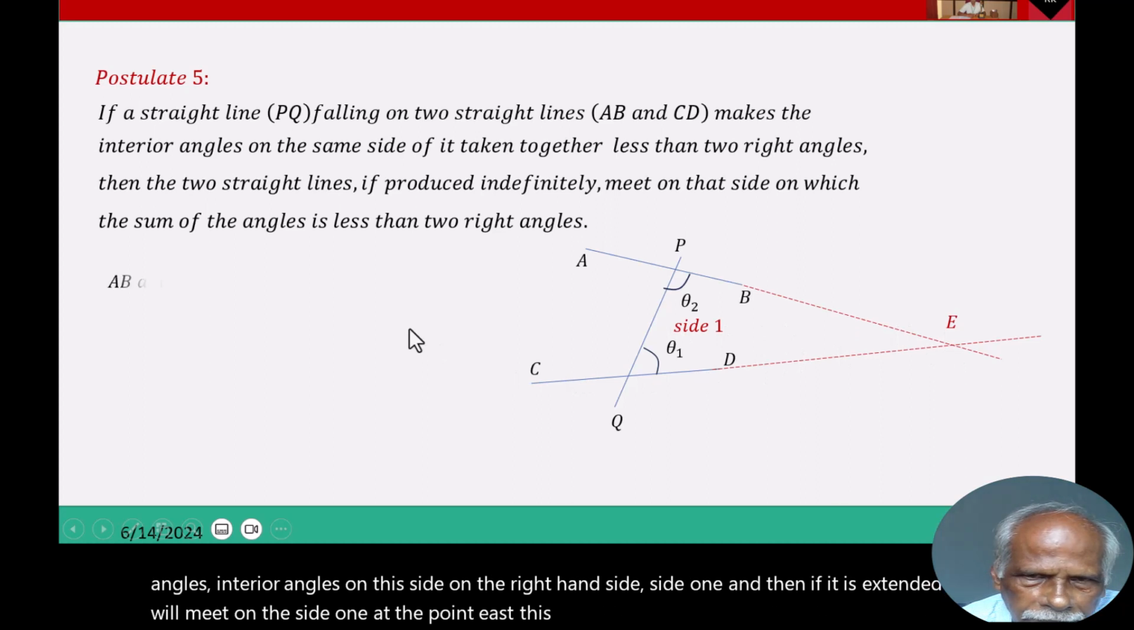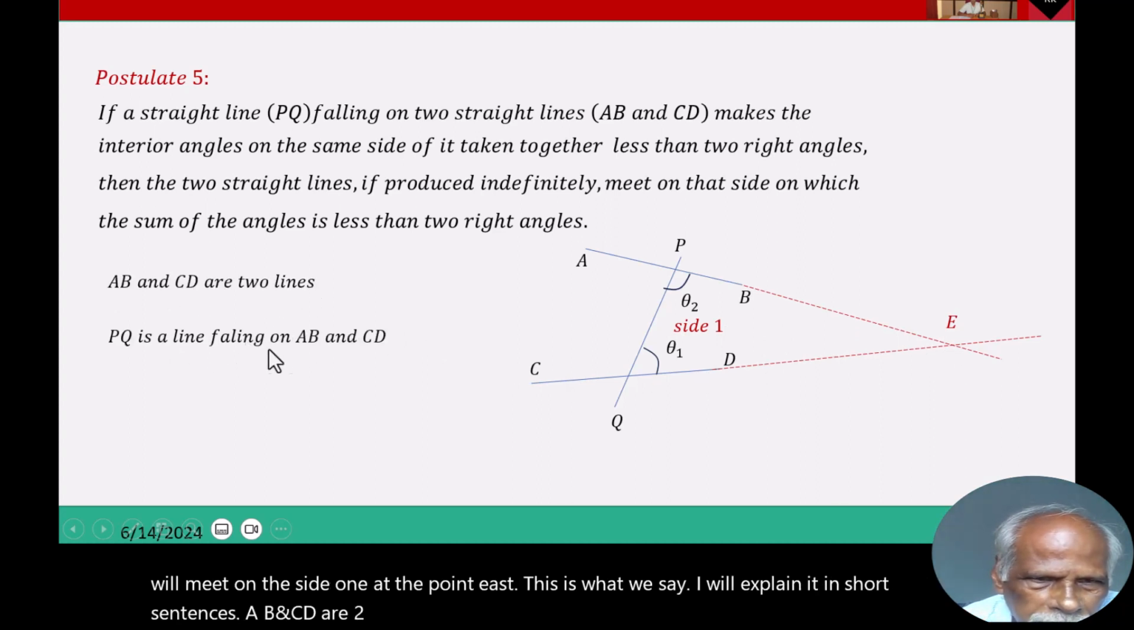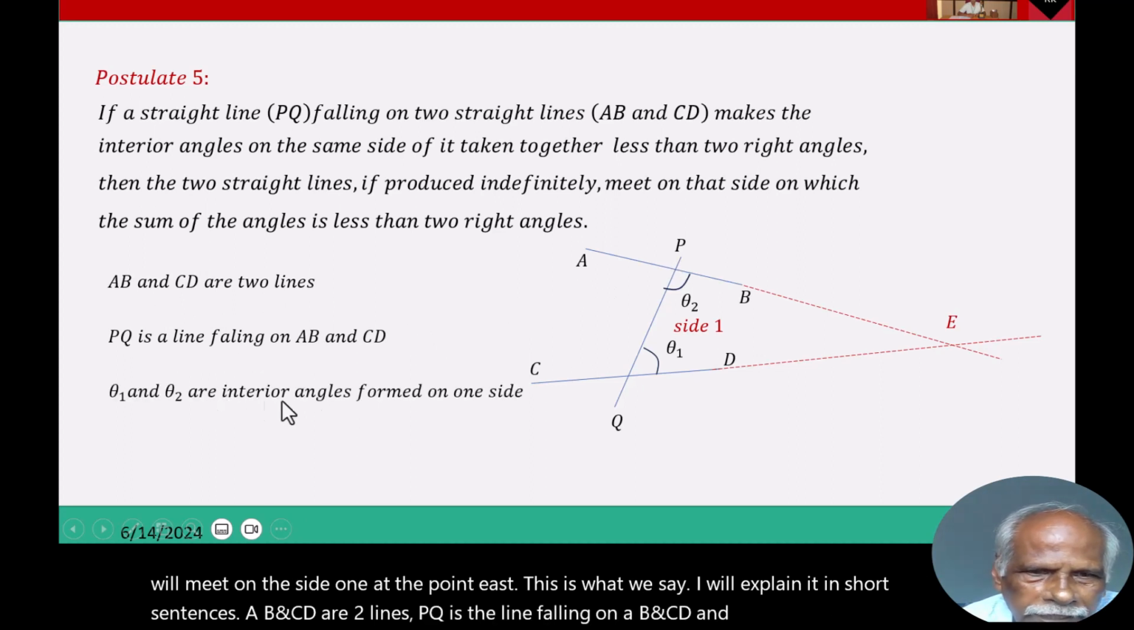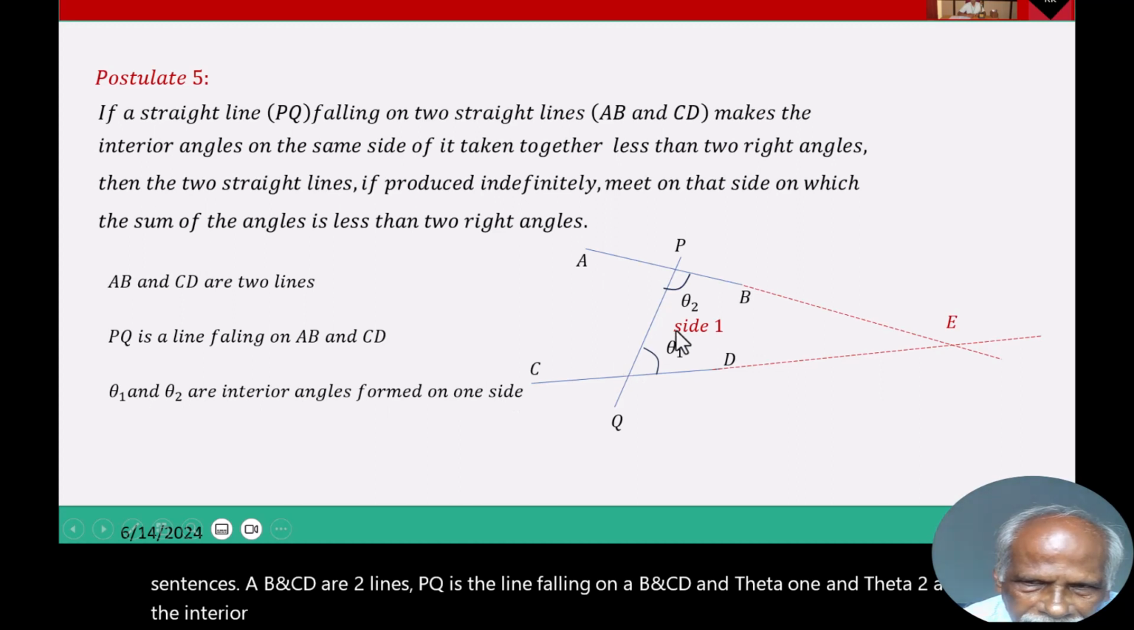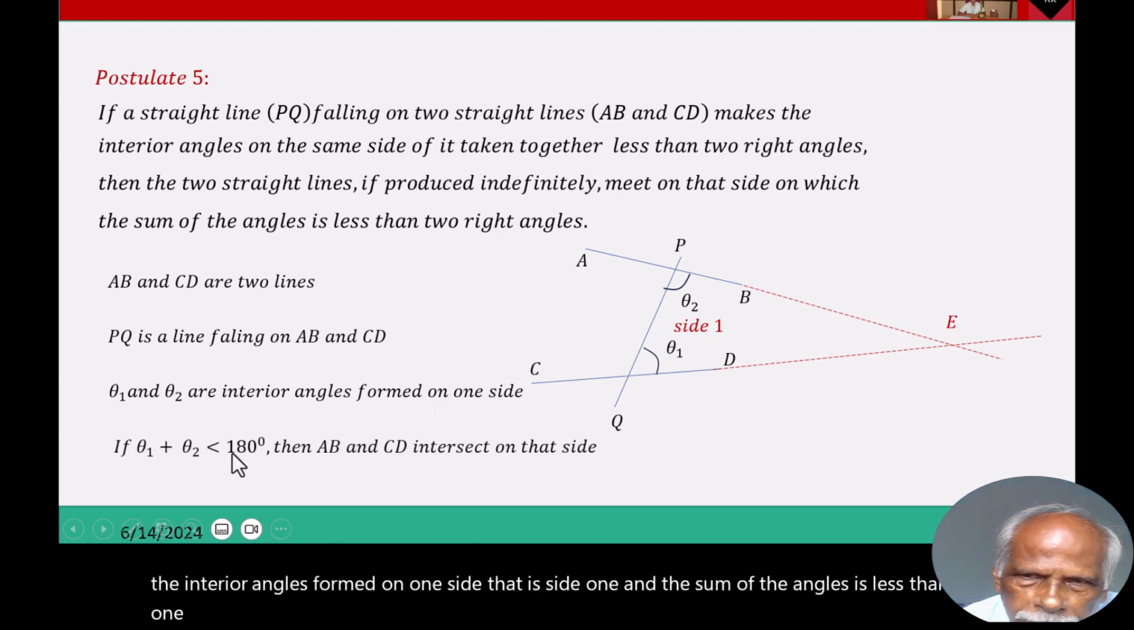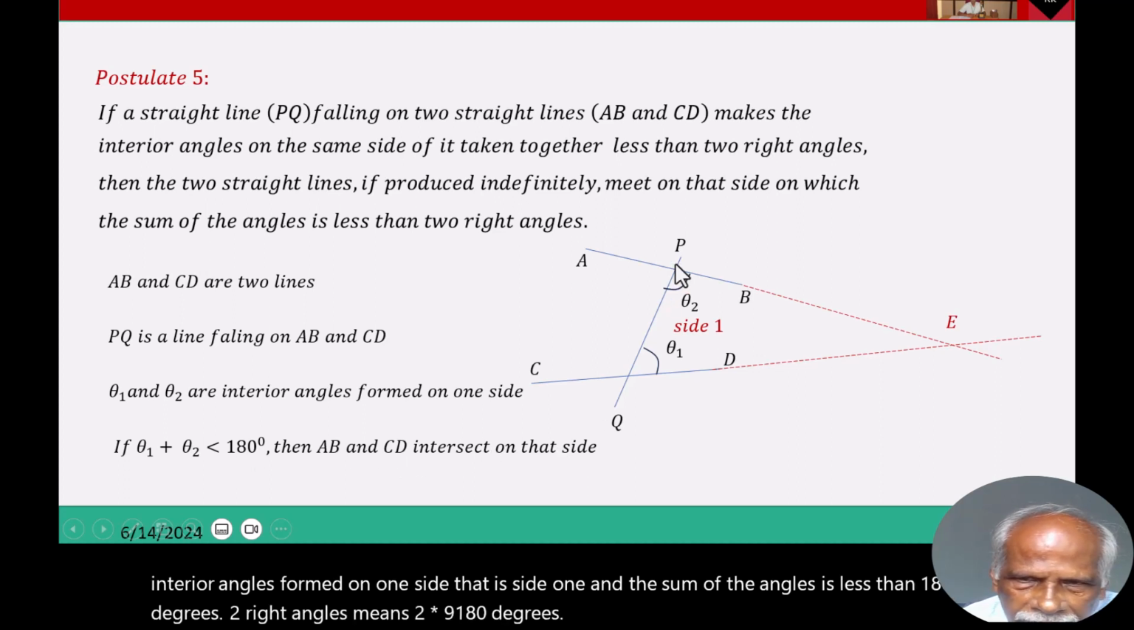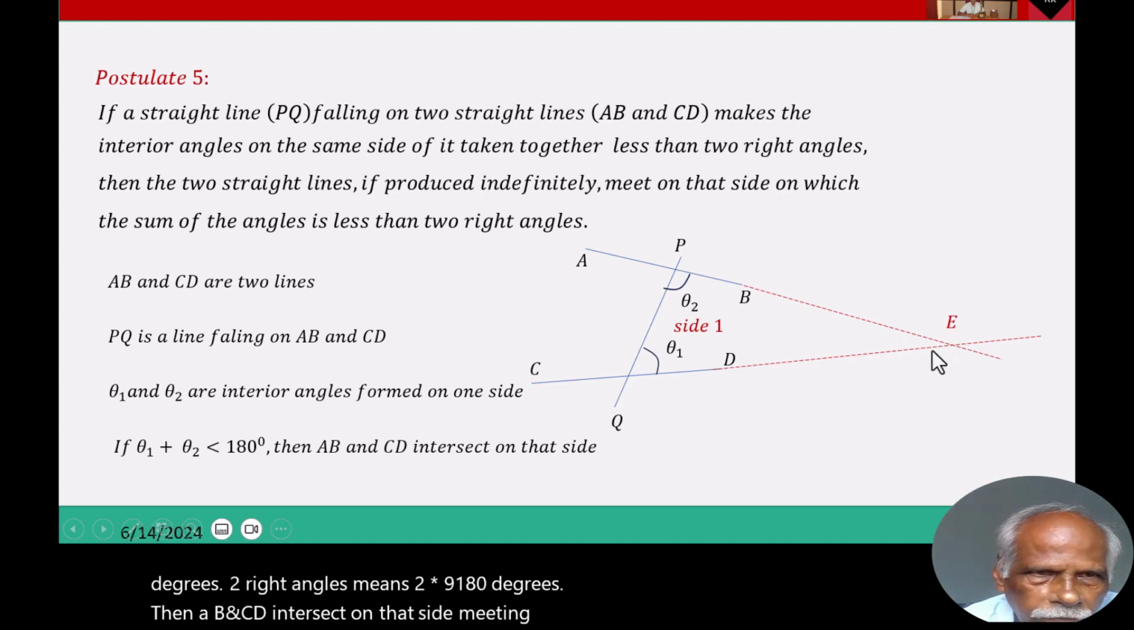I will explain it in short sentences. AB and CD are two lines. PQ is a line falling on AB and CD. And theta 1 and theta 2 are the interior angles formed on one side, that is side 1. And the sum of the angles is less than 180 degrees. Two right angles means 2 into 90, 180 degrees. Then AB and CD intersect on that side. Meeting means intersecting.